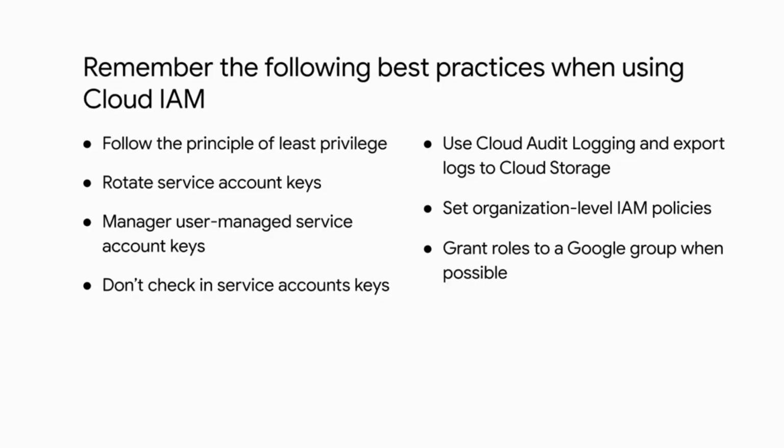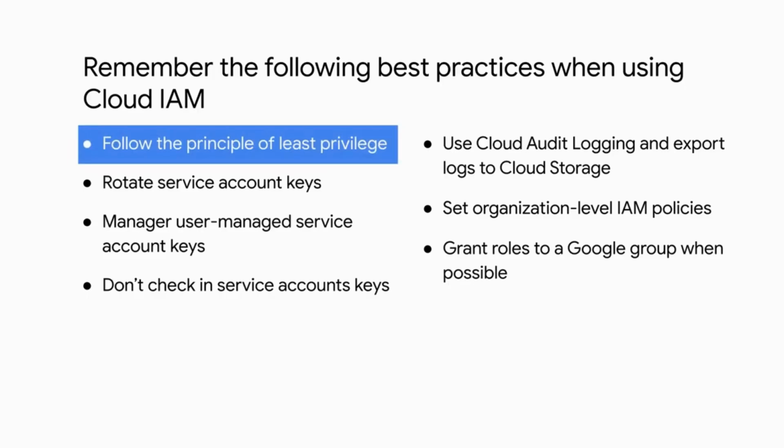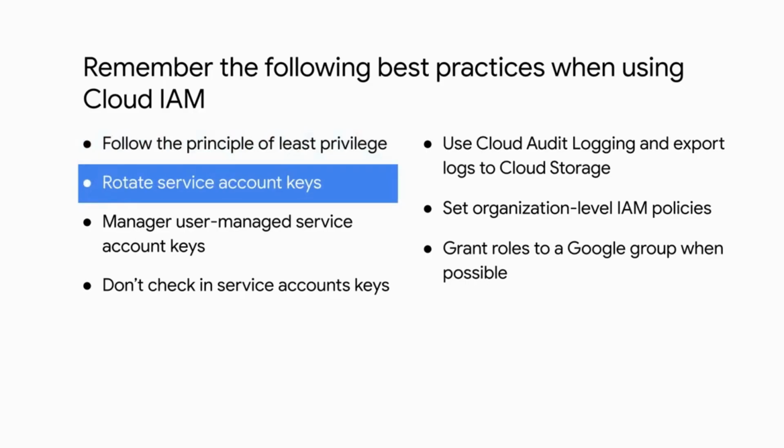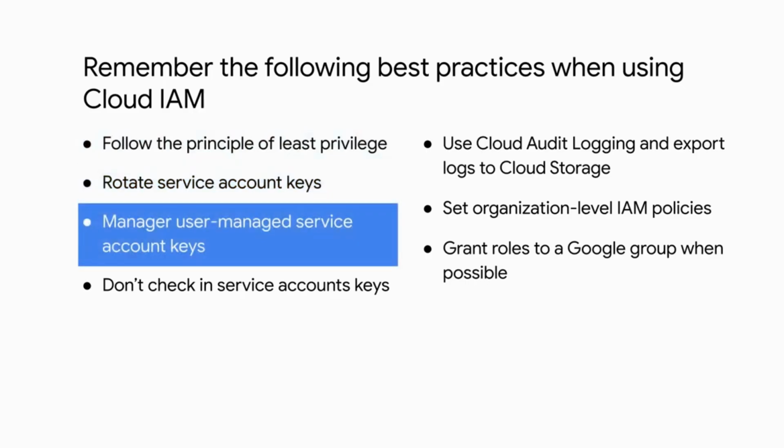Remember the following best practices when using Cloud IAM. Follow the principle of least privilege. Use predefined roles, more granular access when possible. Grant predefined roles to identities when possible, so you only give the least amount of access necessary to access your resources. Grant roles at the smallest scope needed. Restrict who can create and manage service accounts in your project. Rotate service account keys regularly and implement processes to manage user-managed service account keys.